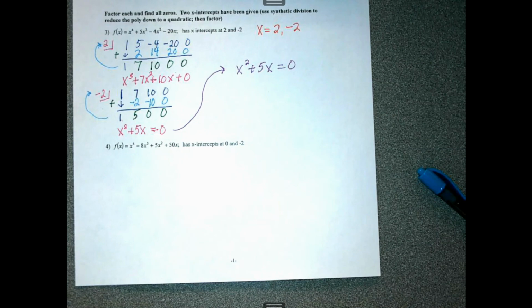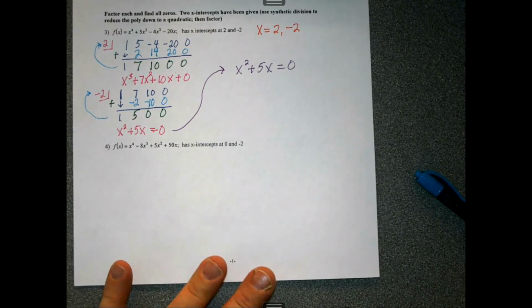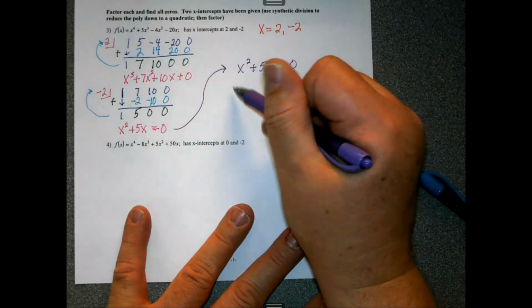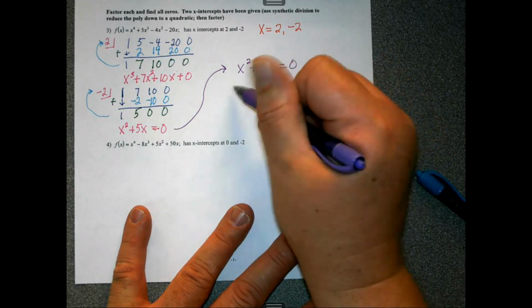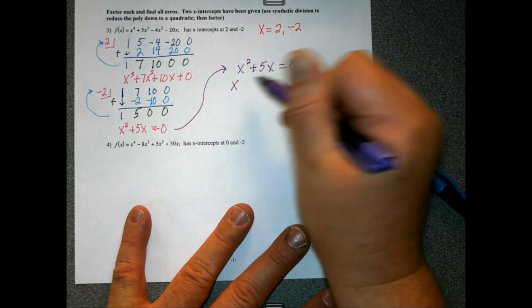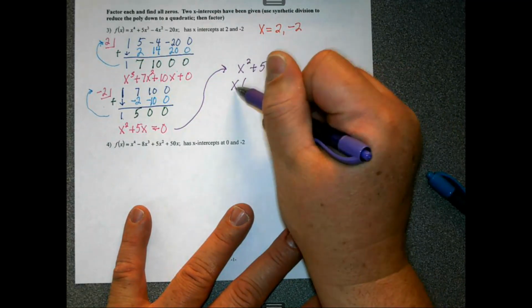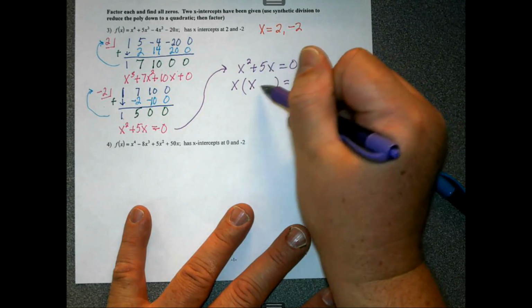What do I do? What's the first thing on your flow charts? Factor out any common terms. This has an x, 2 x's. This one has 1, so I can factor out an x, right? X squared divided by x. 5x divided by x.